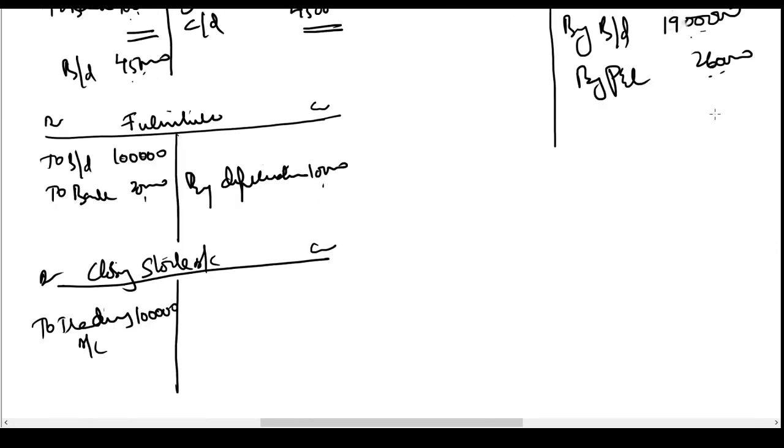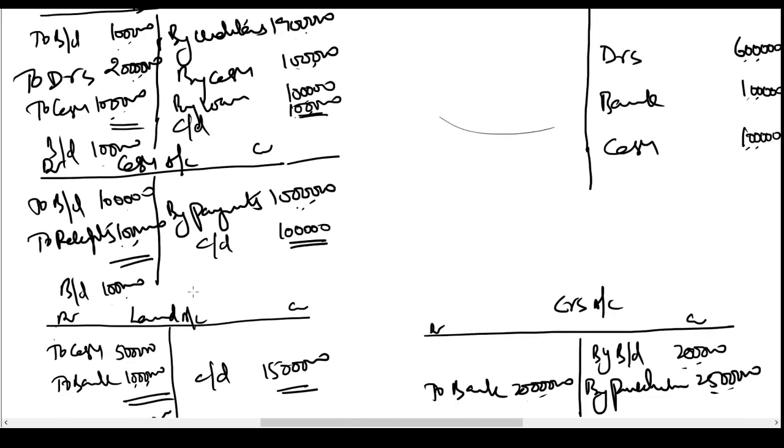Then we have furniture. There were some entries during the year. Furniture 1 lakh plus 20,000 is 1 lakh 20,000, minus 10,000 depreciation. So it is left with 1 lakh 10,000. Carried down, brought down 1 lakh 10,000. So furniture is also shown in the balance sheet asset side.